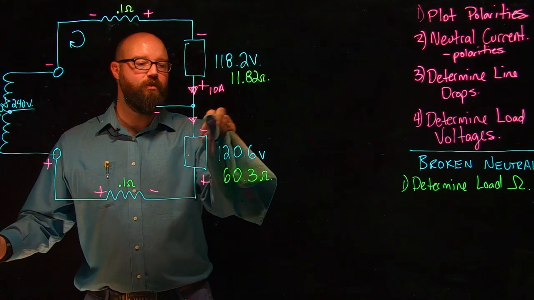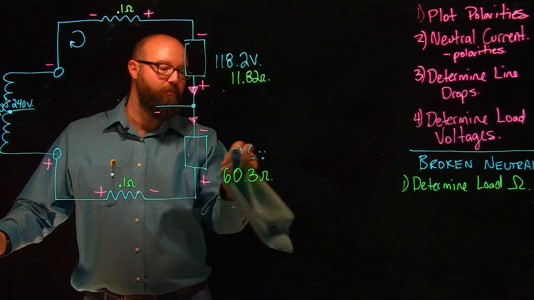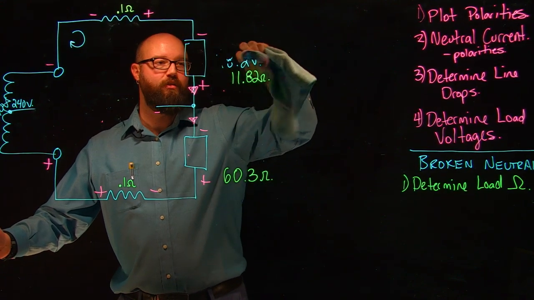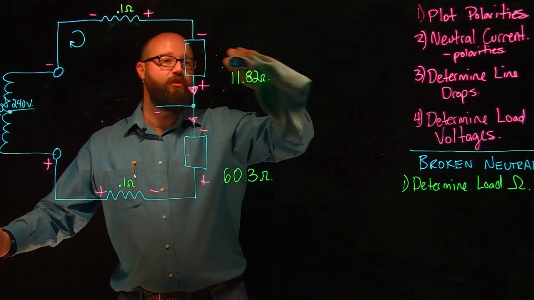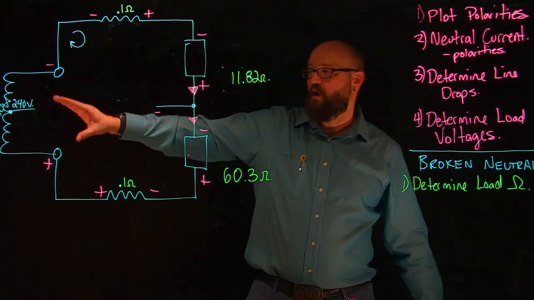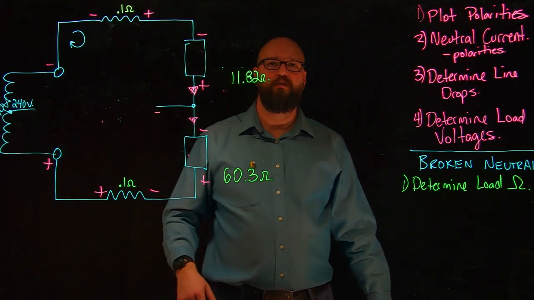Okay, so all of these values of current disappear. Even the voltages of our load disappear, because they were reliant on that neutral to keep these loads as balanced as possible. So we now have nothing left in our circuit except for our 240 volt supply that we're connected to and our physical values of resistance in our components.